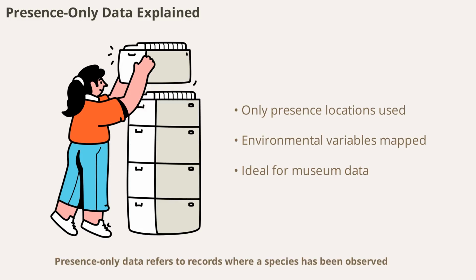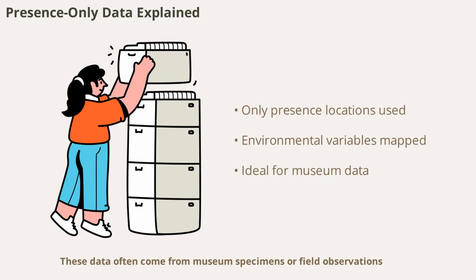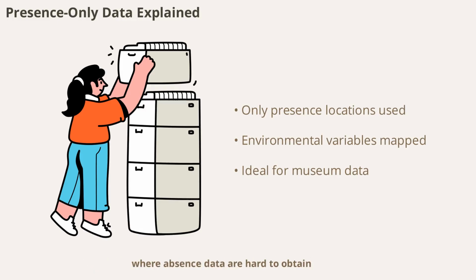Presence-only data refers to records where a species has been observed, without information about where it is absent. These data often come from museum specimens or field observations. Each record typically includes a geographic location and environmental measurements, such as temperature or precipitation. MaxEnt uses these occurrence points, along with environmental variables mapped across a region, to estimate the suitability of different areas for the species. This approach is especially valuable in regions where absence data are hard to obtain, making it a practical solution for global biodiversity studies.